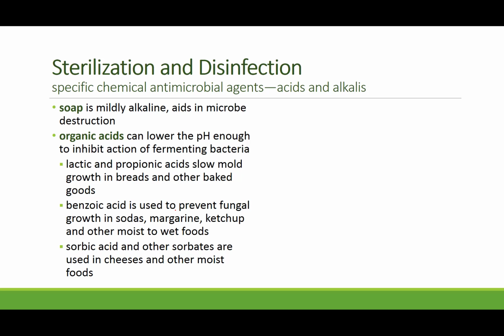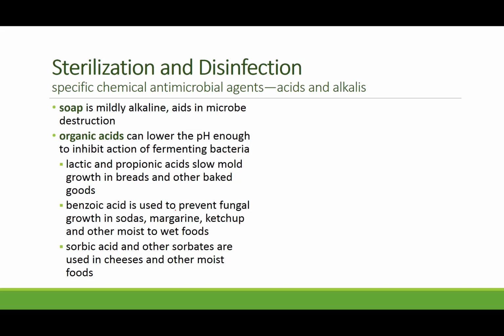Benzoic acid, again an acid material, is used to prevent fungus from growing in sodas, in margarines, in ketchup, and other moist and wet foods. And sorbic acid and other sorbates, some of the salts of sorbic acid, are used in cheeses and other moist foods to help as a preservative.